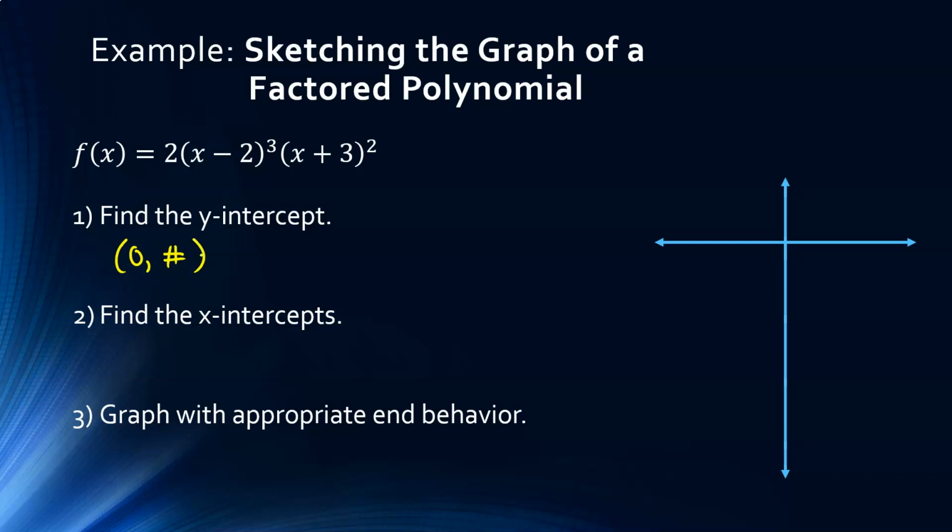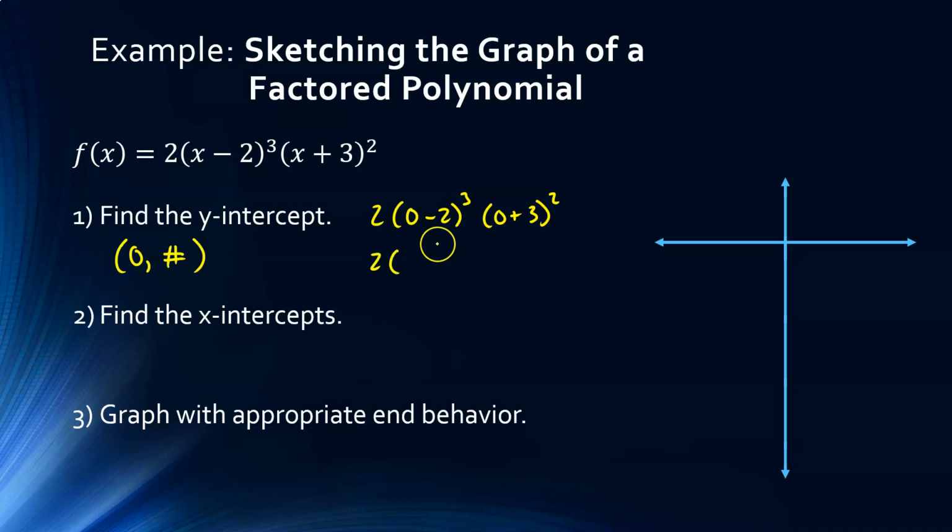That's your y-intercept. So if I put 0 in there for x, we would have 2 times (0 - 2) cubed times (0 + 3) squared. We don't want to forget about that 2. The only reason this 2 is in here is that it impacts the y-intercept. It doesn't impact anything else.